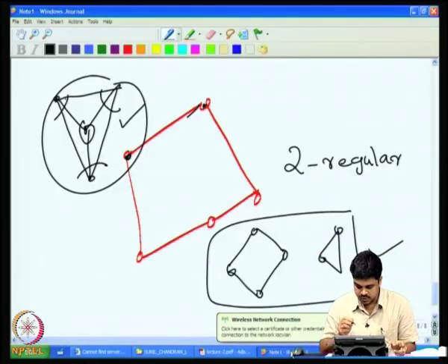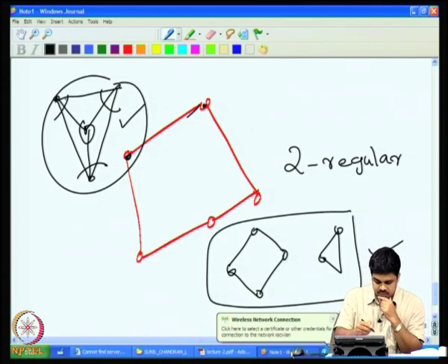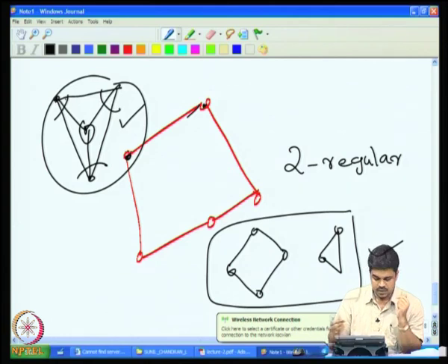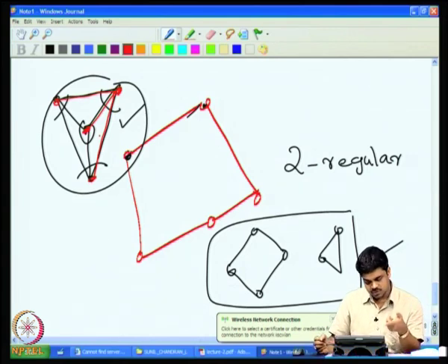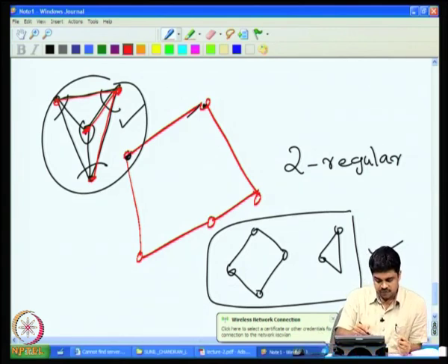For instance, let us take an example here. From this graph, if I try to take a spanning subgraph, I can mark a spanning subgraph here, say this is a spanning subgraph. See, this subgraph has all the vertices of the original graph in it, but some edges are missing. But this subgraph here is definitely not a regular spanning subgraph.